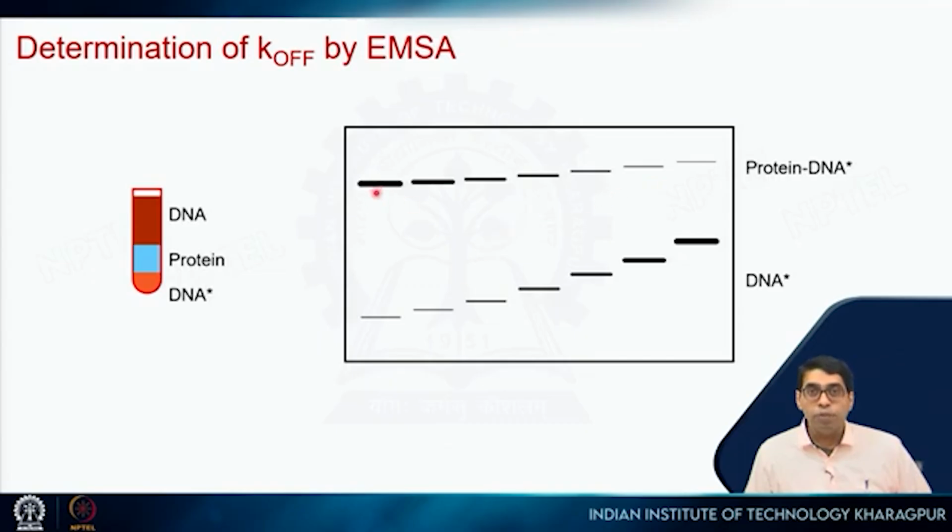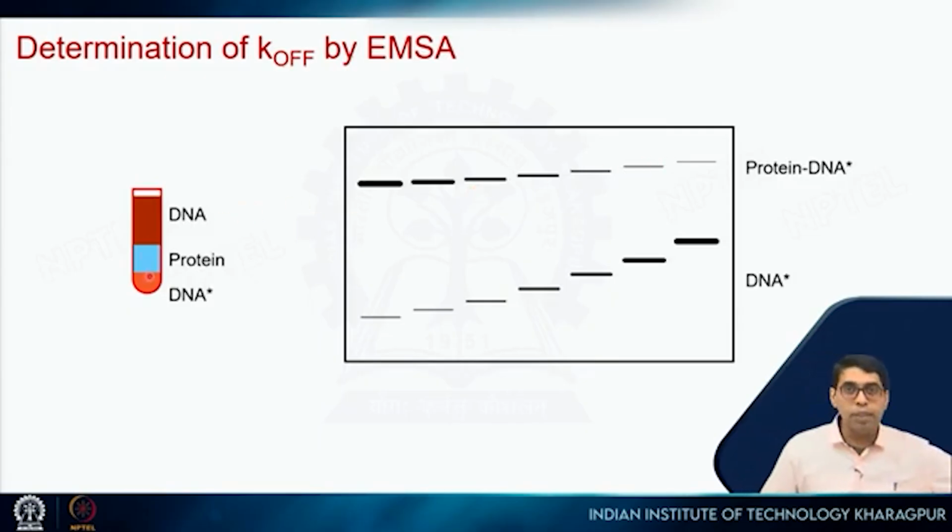Of course they will run differently because I am running them at a later point. By the time I add this, the earlier one has already moved. That's why we see a pattern like this. Since we are adding them at different time points, initially there will be more complex. As we go along, there will be less and less complex because more of this protein DNA complex is being replaced.